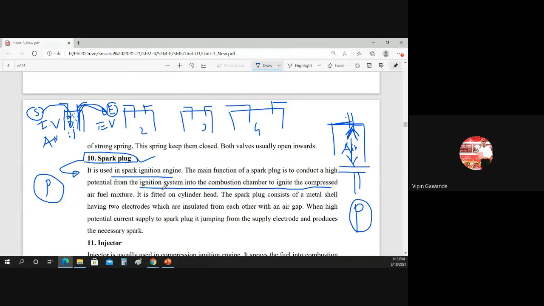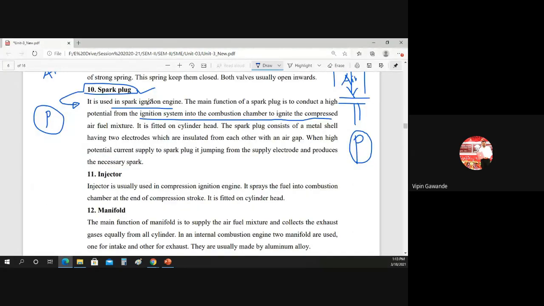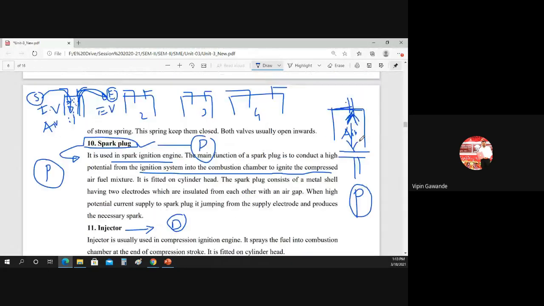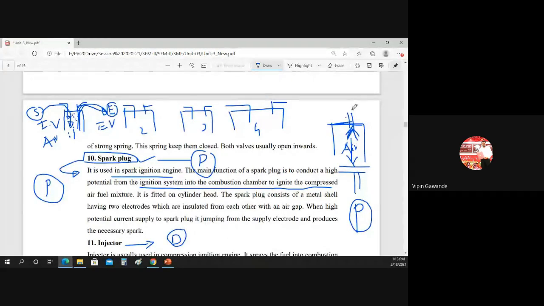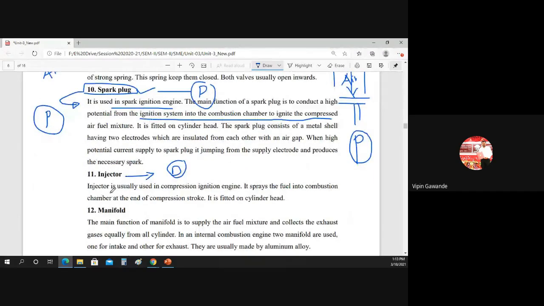Next, this spark plug is used in a petrol engine. Now if we replace this spark plug with a fuel injector, then that becomes our diesel engine. During the compression stroke, if instead of the spark plug we have a fuel injector here, then the fuel injector will supply the fuel. So what is the main function of the injector? Injector is used in a compression ignition engine.